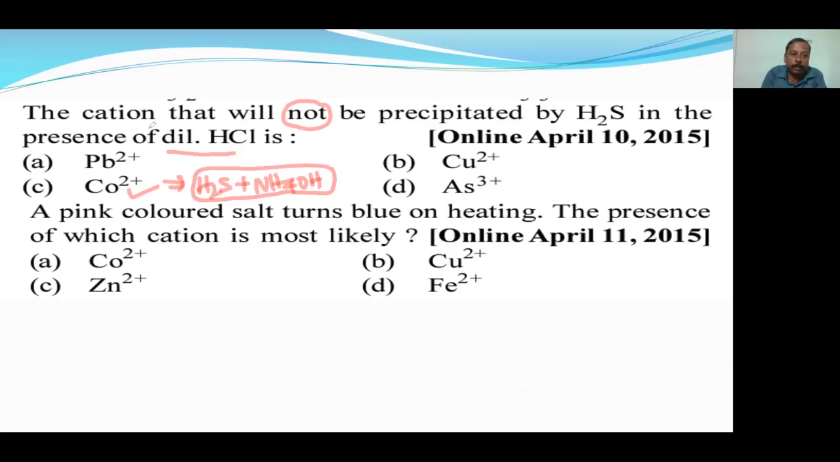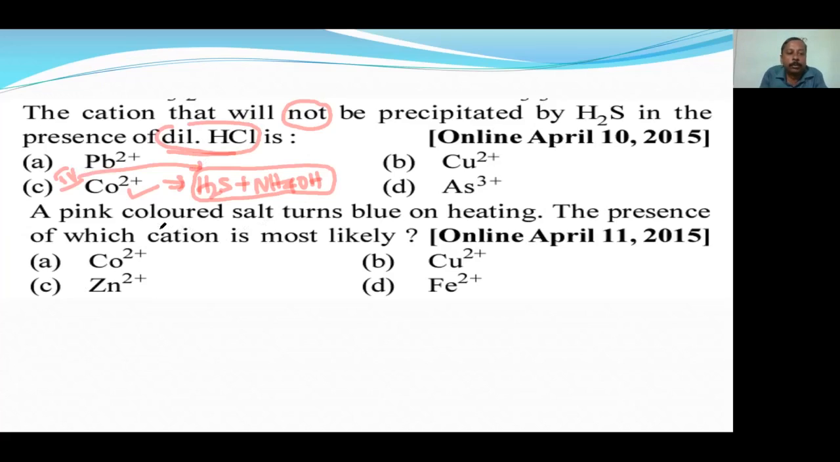I agree Co2+ will precipitate, but not in presence of dilute HCl. It will be in presence of ammonium hydroxide, and it belongs to the fourth group of the cationic analysis. This is the group reagent for the fourth group of the cationic analysis.